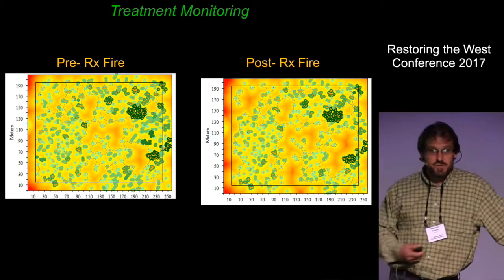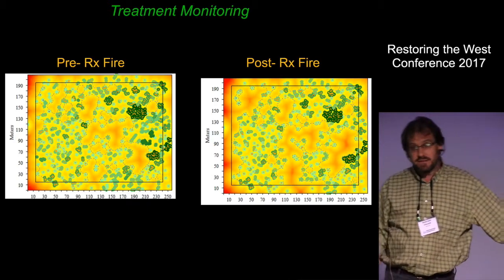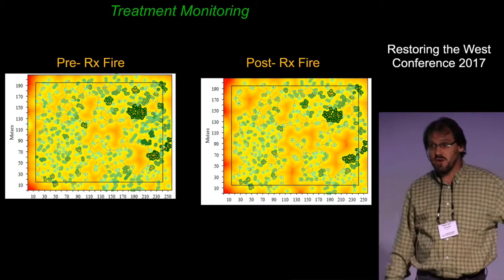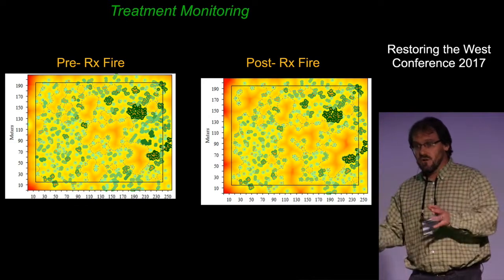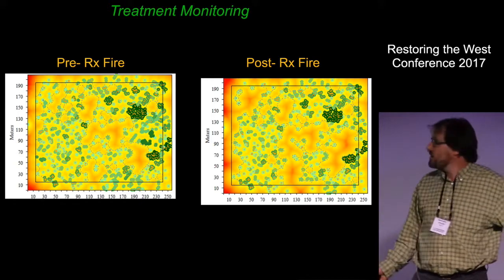We've also looked at some prescribed fire treatments. Those tend to create openings and accentuate the openings, particularly if they can burn hot enough. So used together, the silviculture or the commercial thinning with prescribed fire works really well.